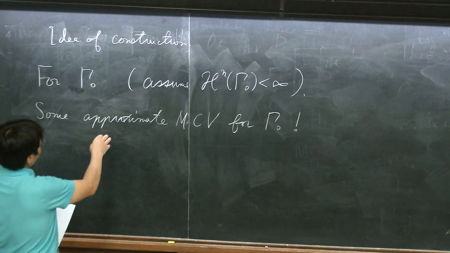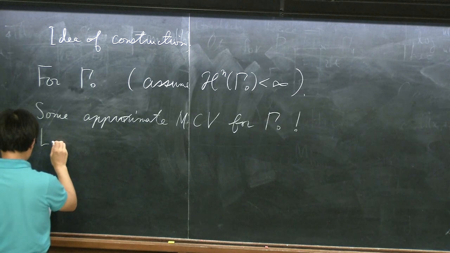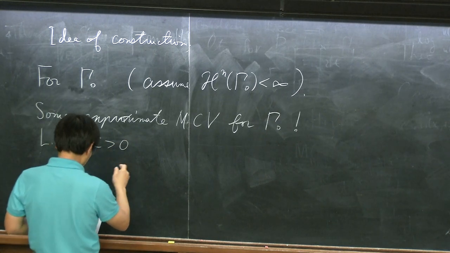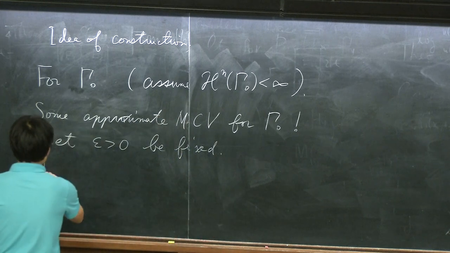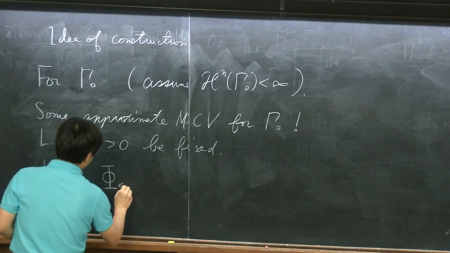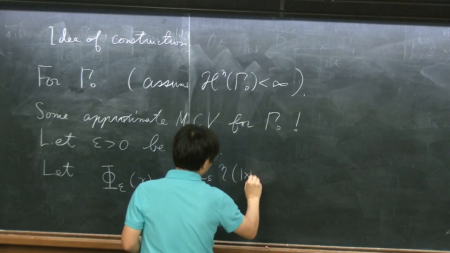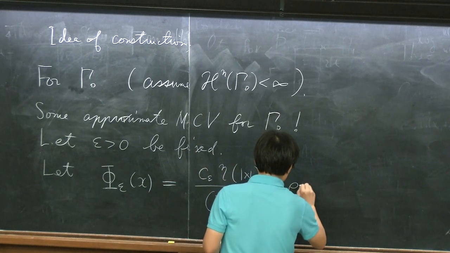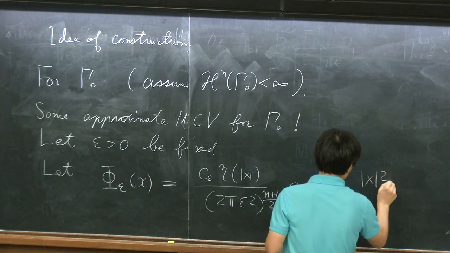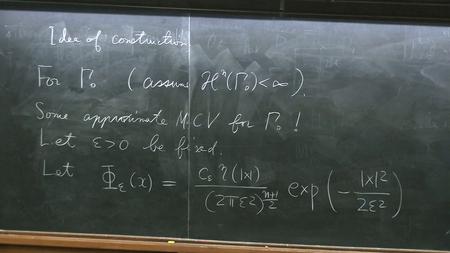What you can do is some kind of smoothing. Let epsilon be fixed, a very small number, and let phi epsilon of x be the function, let me just write it and explain the meaning: (2 pi epsilon squared) to the power of minus (n plus 1) over 2, times the exponential of minus x squared over 2 epsilon squared. Now here, this c epsilon and eta is really a cutoff function.